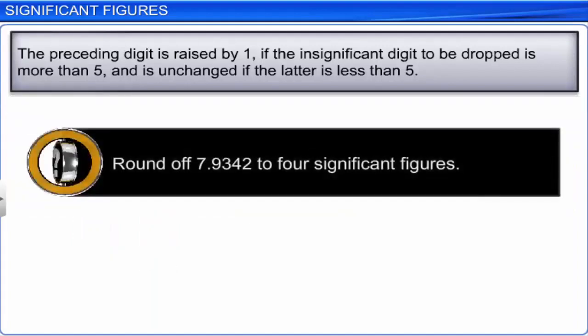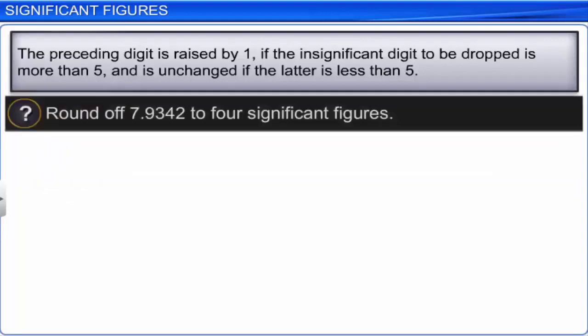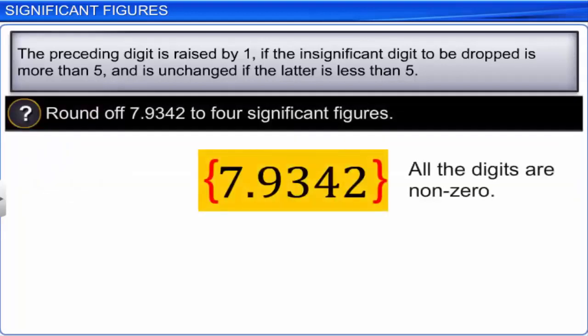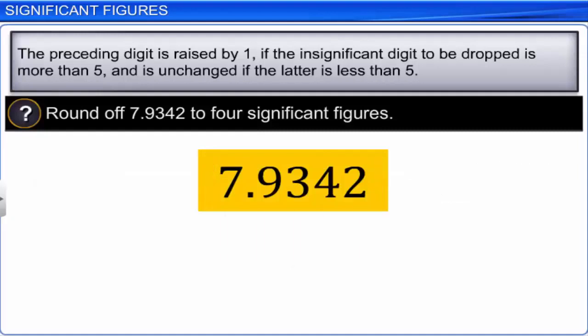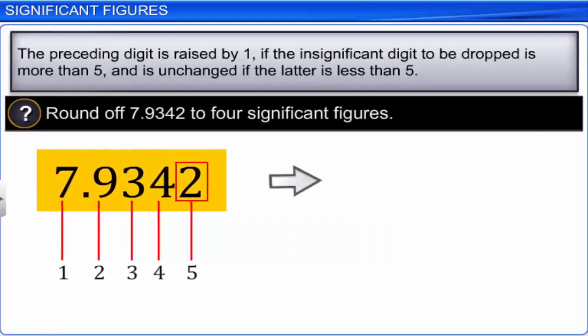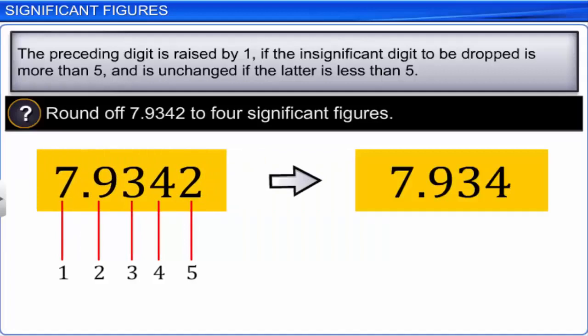Here is another example. Round off 7.9342 to 4 significant figures. This number has non-zero digits and there are 5 significant figures. In the decimal place, we will round off 2, resulting in the number 7.934, as the number to be dropped, which is 2, is less than 5.